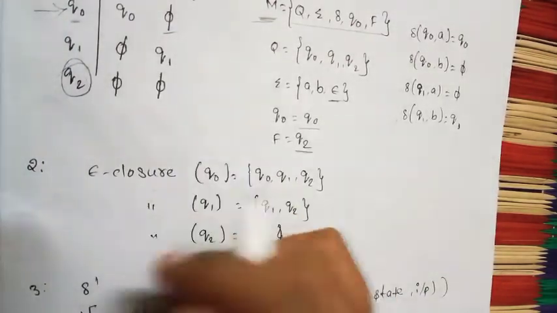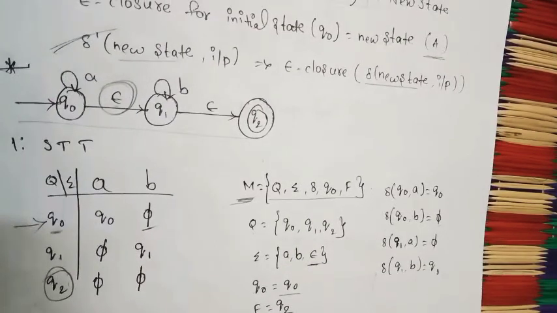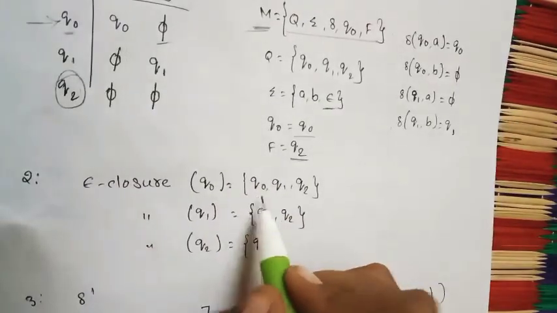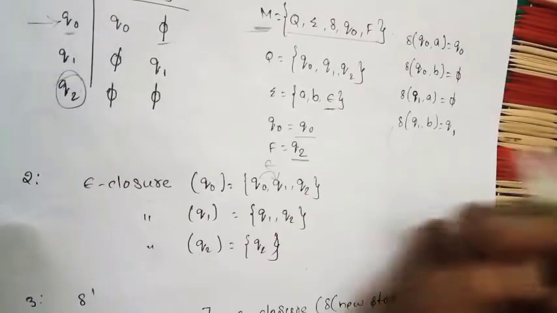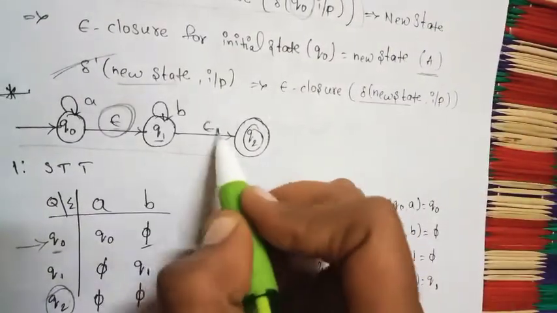See guys, epsilon closure of q naught equals what? What is the path we have here? Q naught on epsilon goes to q1. So first of all, we need to write q naught, and along with this, from q naught to q1 there is an epsilon. Then check whether q1 also contains any epsilon. See, q1 also contains the epsilon symbol.